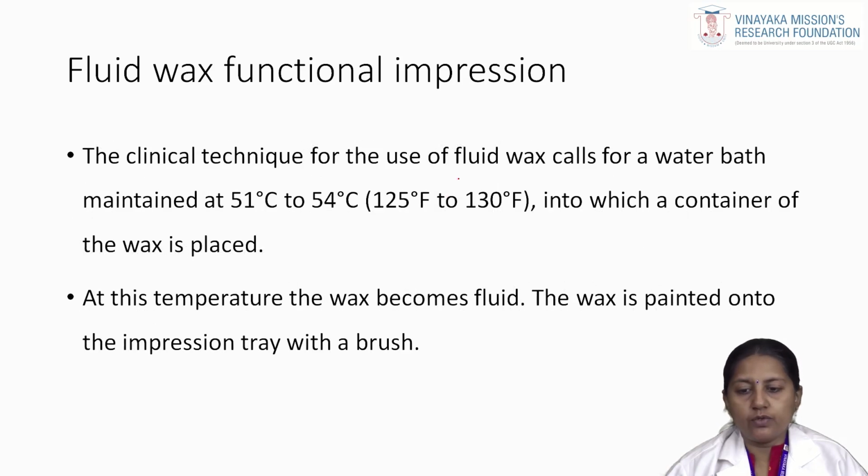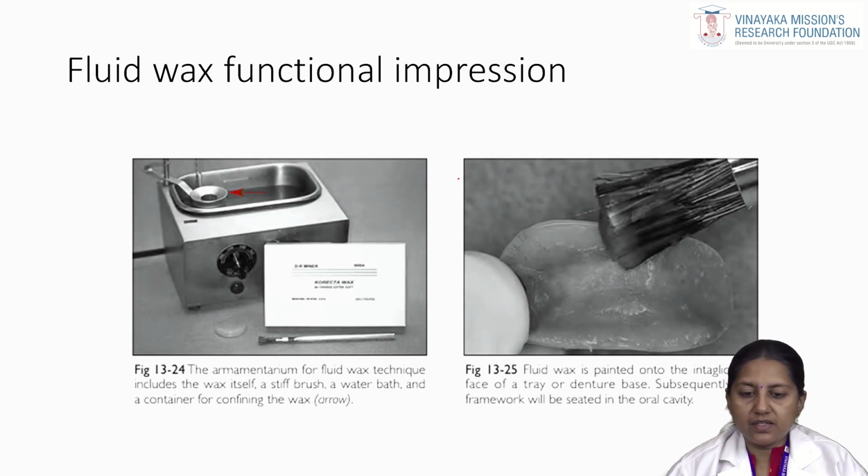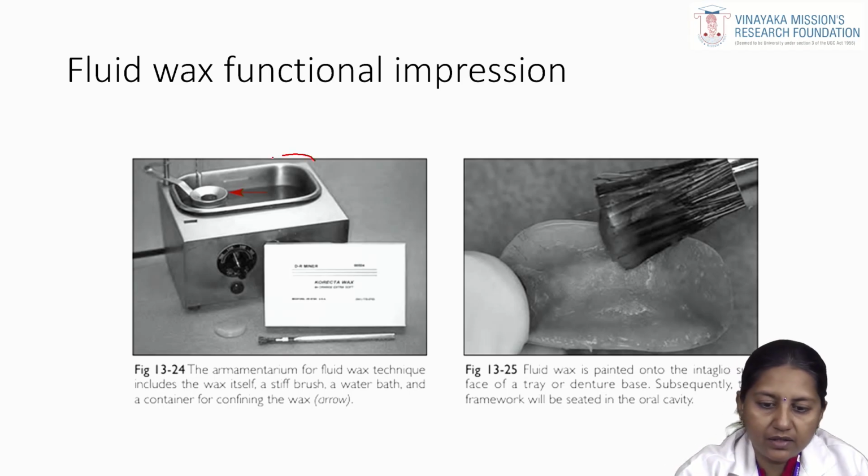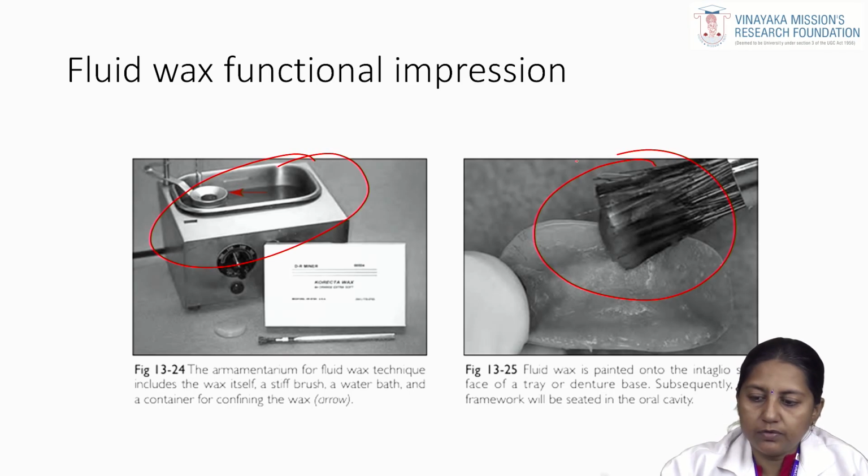The clinical technique for the use of fluid wax means you need to have a water bath which is maintained at 51 degrees Celsius to 54 degrees Celsius, into which you are placing wax. At this temperature, since it is a water bath, the wax is going to become fluid. That is why the term you are using is fluid wax. So this fluid wax, you take it and paint it onto the impression tray with a brush. You can see that there is a water bath and this is the painting of the fluid wax.